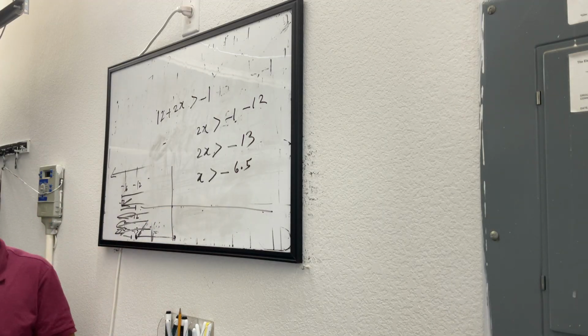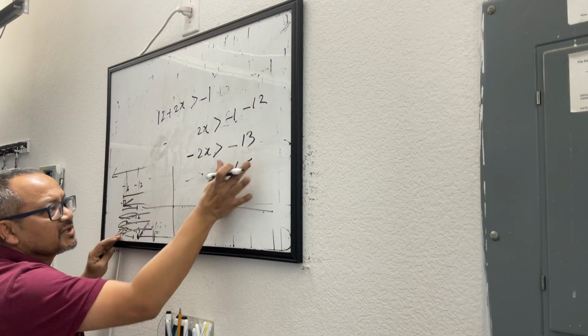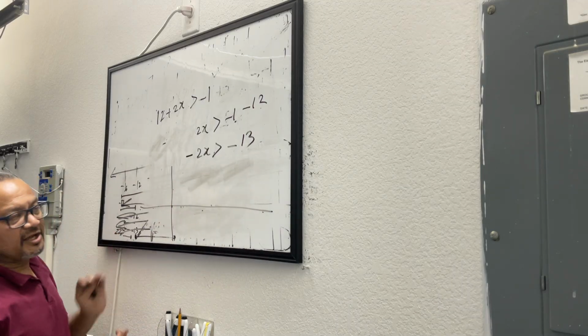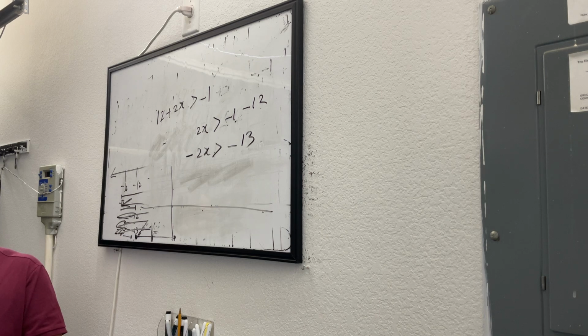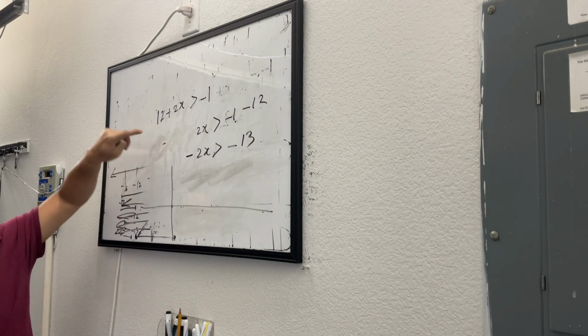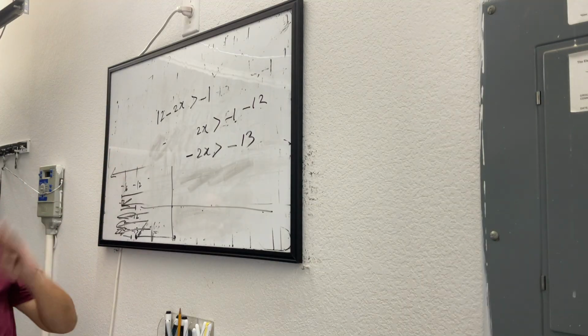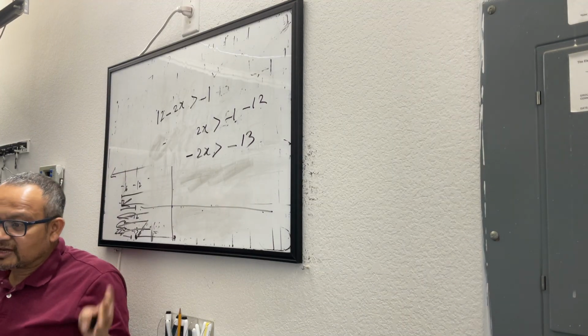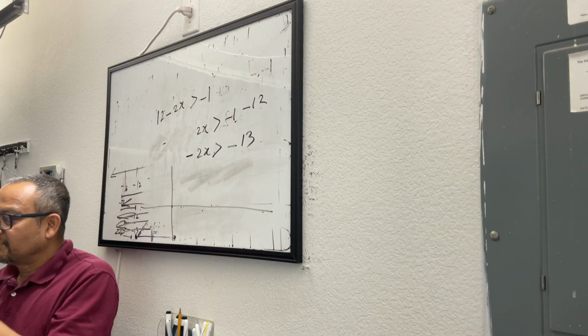Sir, what I was trying to say is, what if the 2x was negative? Let's say this is minus 2x. If this is the case, see, if it's greater than, make it negative, if it's less than, make it positive. Don't get into that trap. Look at this like simple math.